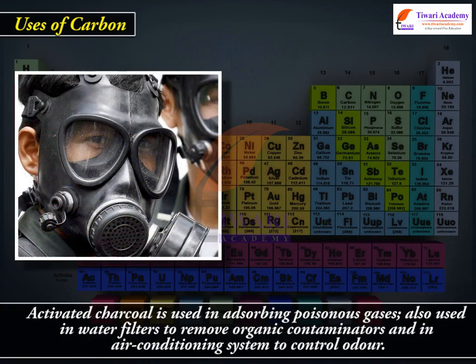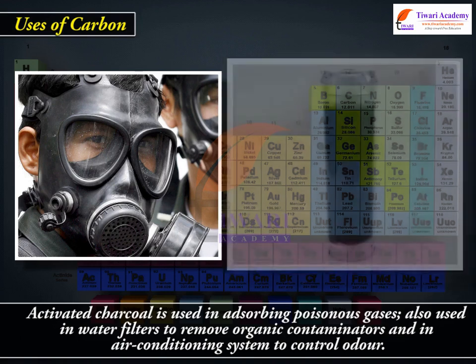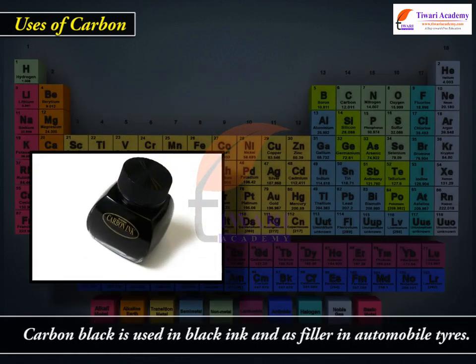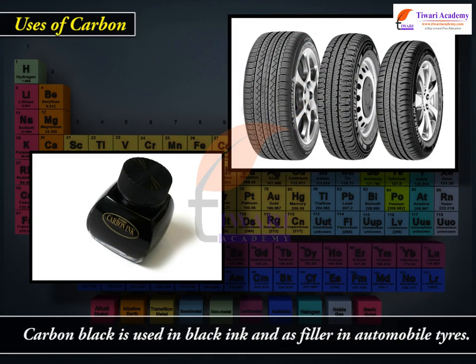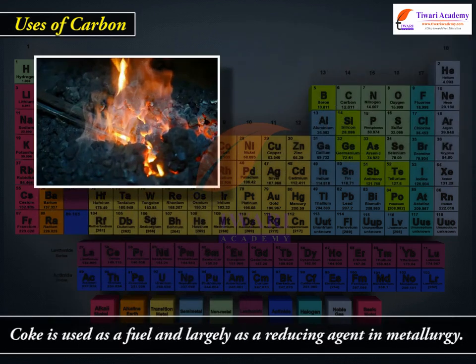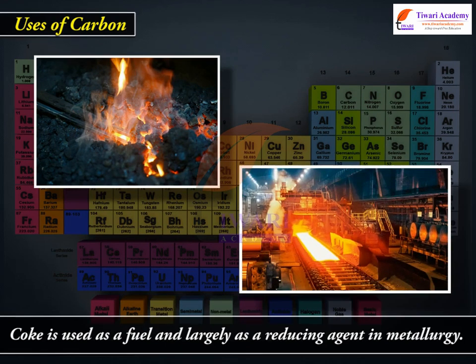Activated charcoal is used in absorbing poisonous gases, also used in water filters to remove organic contaminants and in air conditioning systems to control odor. Carbon black is used in black ink and as filler in automobile tires. Coke is used as a fuel and largely as a reducing agent in metallurgy.